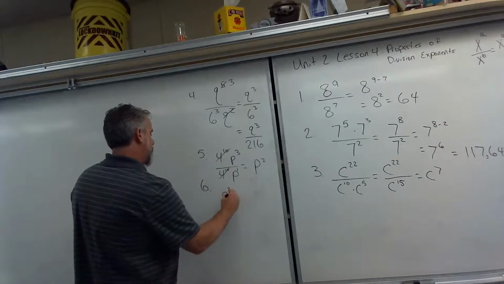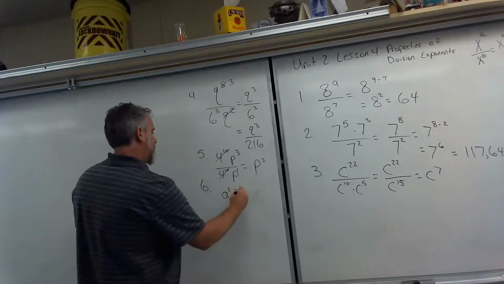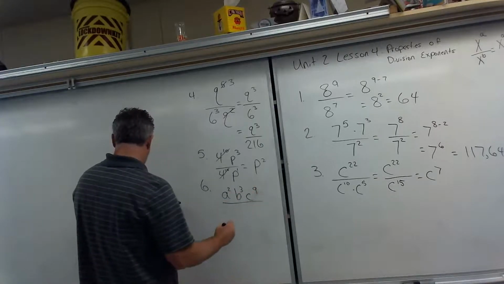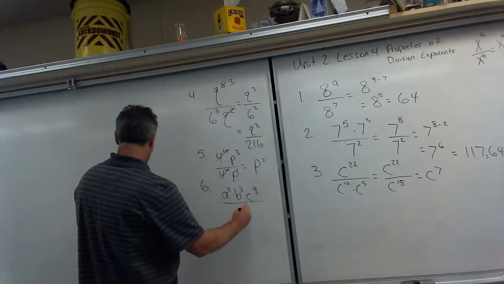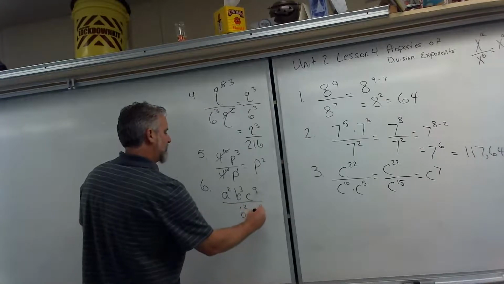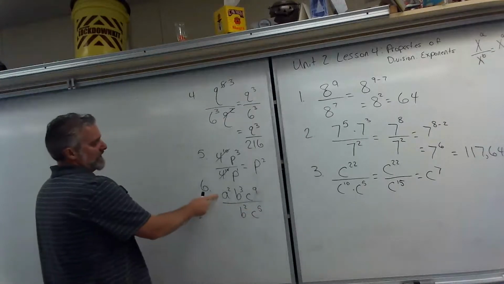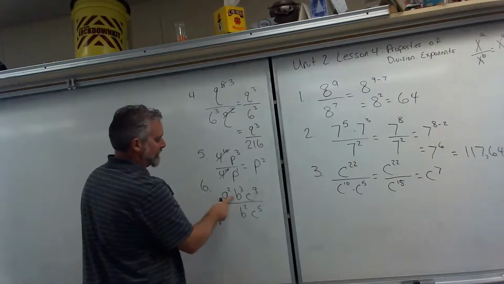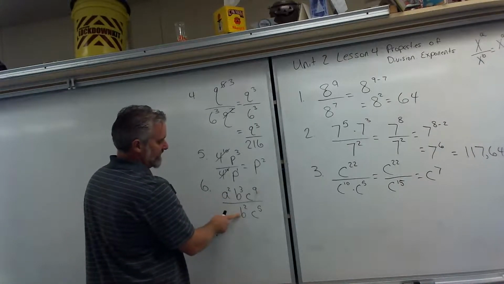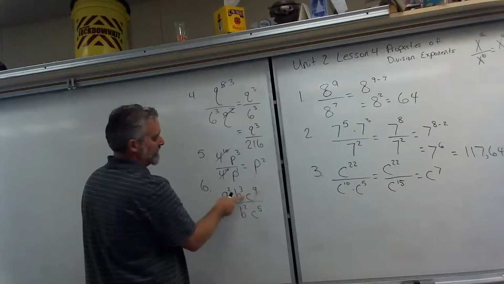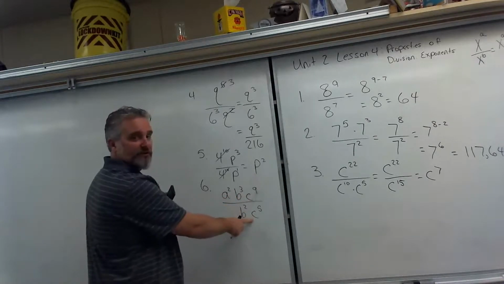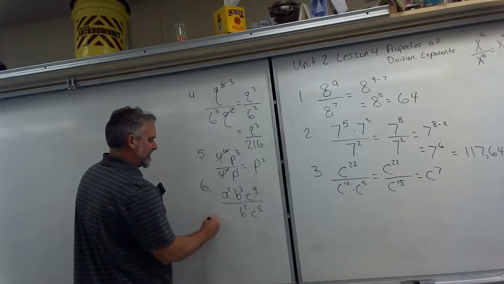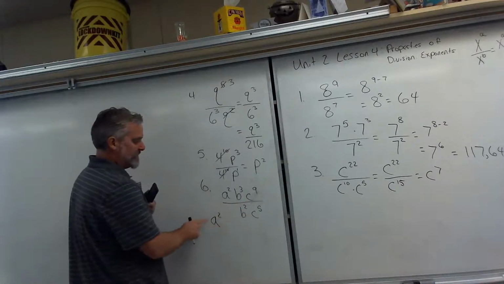A to the 2nd power, b to the 3rd power, c to the 9th power, over b to the 2nd power, c to the 5th power. A doesn't have anyone to play with down below. B to the 3rd, it's got a partner down here, b to the 2nd. C to the 9 is going to deal with c to the 5. A squared, it's going to come on down. It's going to be part of our numerator.